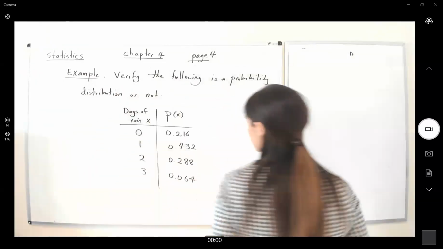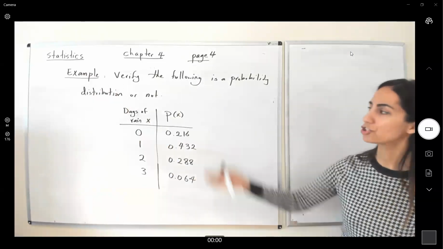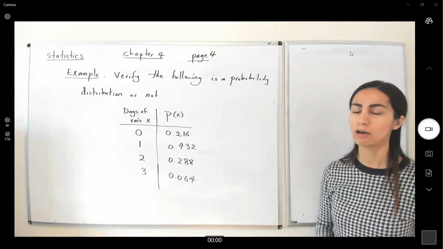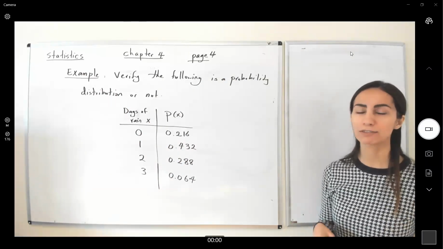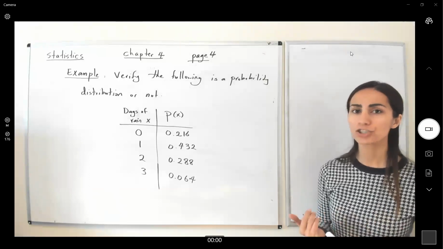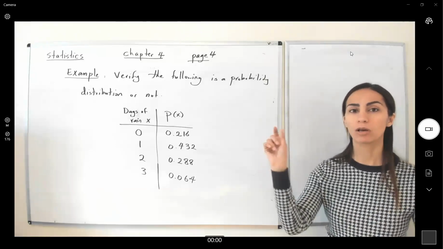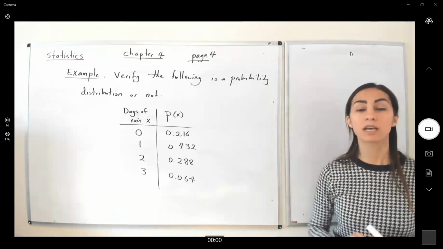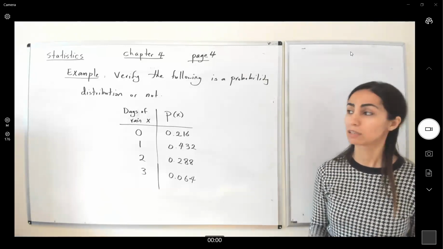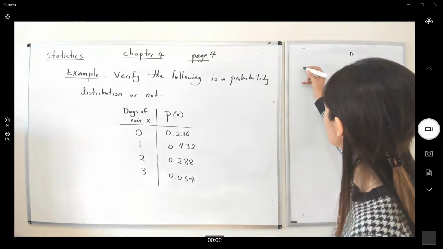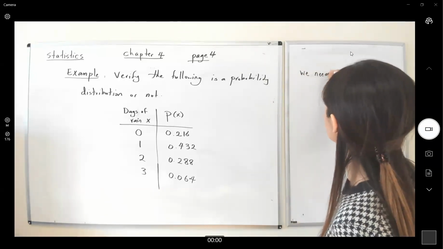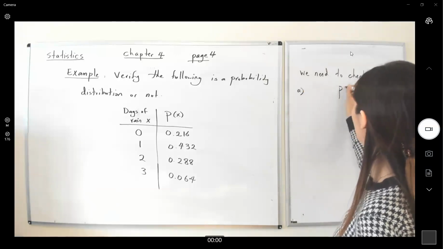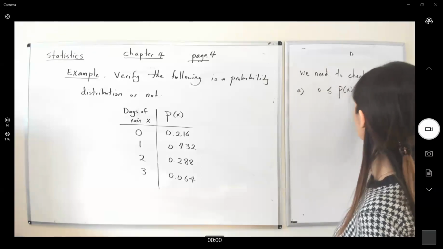Okay, you are the statistician, you want to check to see if this is a valid probability distribution or not. Remember the properties for probability distribution function. Each probability must be a decimal number between 0 and 1 inclusive. And if you add all of those probabilities, it must be added up to 1. Let's check each of them. So we need to check the following. First of all, p of x must be between 0 and 1.